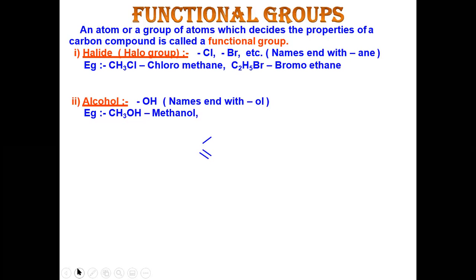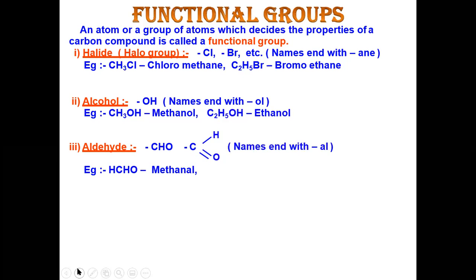Alcohol, OH, name ends with OL. For example, CH3OH, methanol, and C2H5OH, that is ethanol. Aldehydes like CHO, names end with AL. HCHO like methanal, CH3CHO like ethanal.